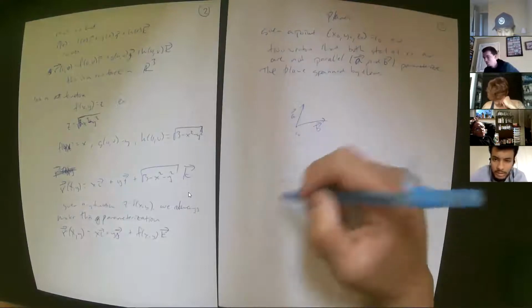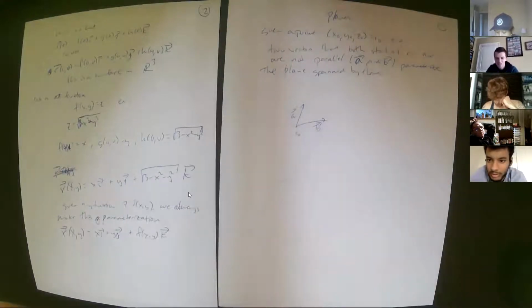What does that say? It says given a point X0, Y0, Z0 equal to R0, and two vectors that both start at R0.